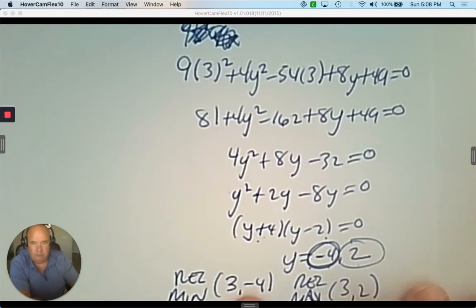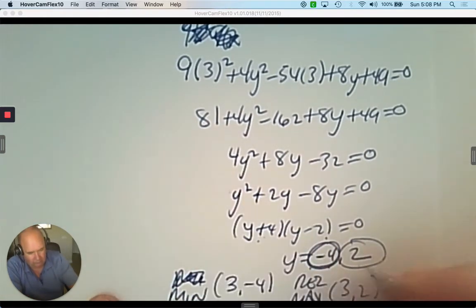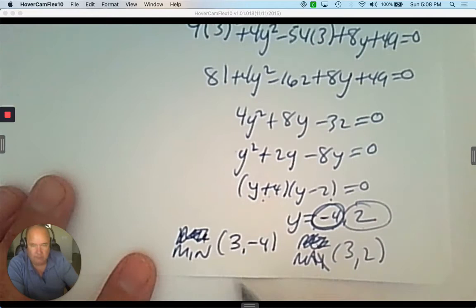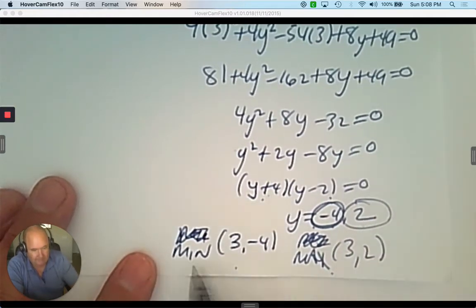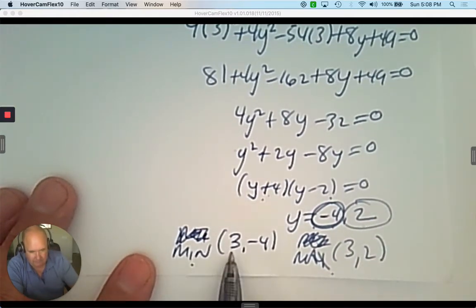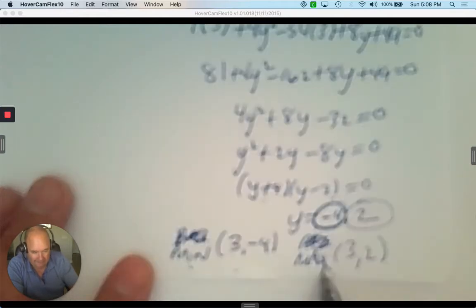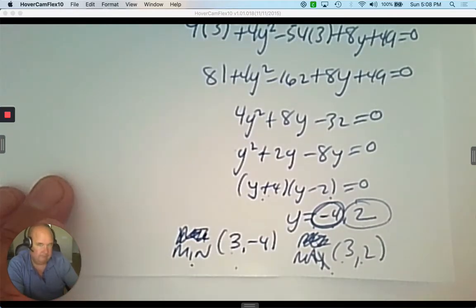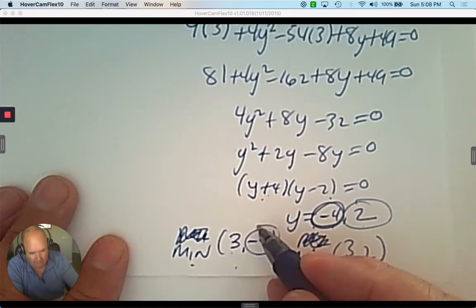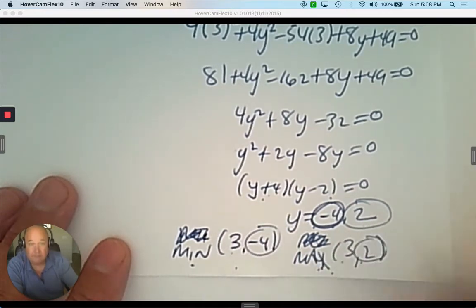So this is the minimum point. Actually, they're not even relative. So they didn't even say that. So just the minimum point and the maximum point. So this creates a minimum point at 3, negative 4. This creates a maximum point at 3, 2. And this is minimum because of the y value. This is maximum because of the y value.